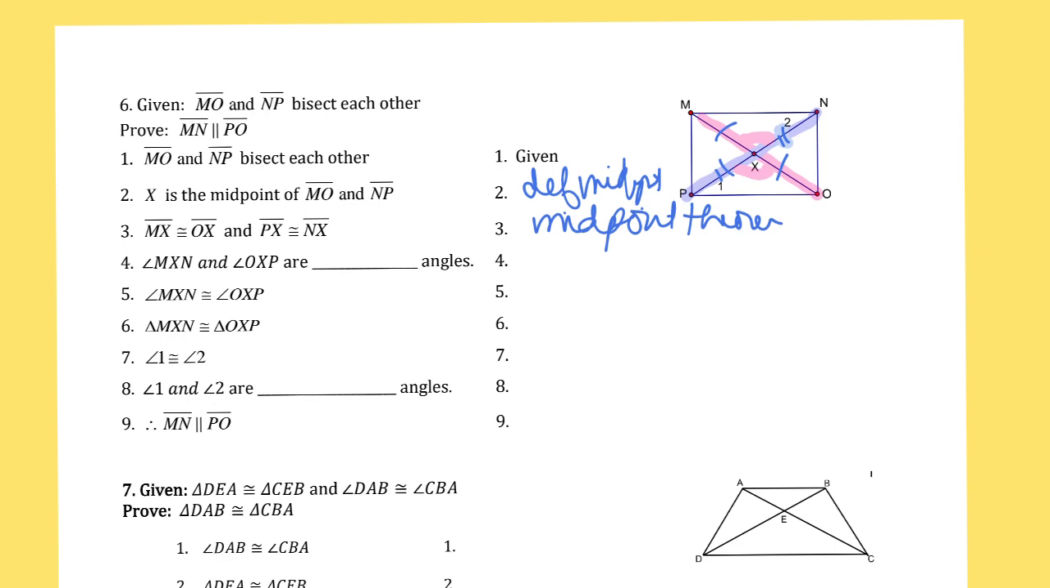So the first one says MXN and OXP are vertical angles, by definition of vertical angles. Then that means they're congruent by the vertical angles theorem. So we have those angles. We have two sides and an angle included between them, so we know those two triangles are congruent to each other. Sometimes the goal is to prove triangles are congruent. Sometimes that's one of the steps, to show that the triangles are congruent, and then you state that something else is congruent as well from those two triangles.